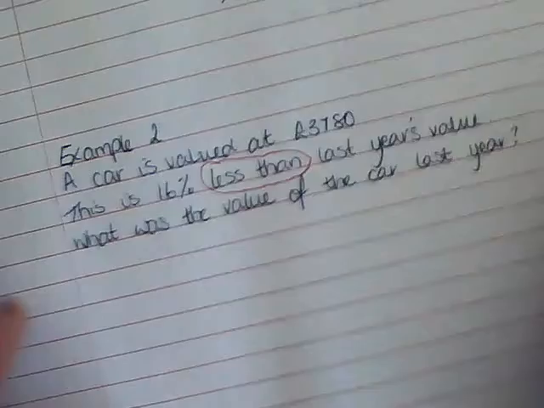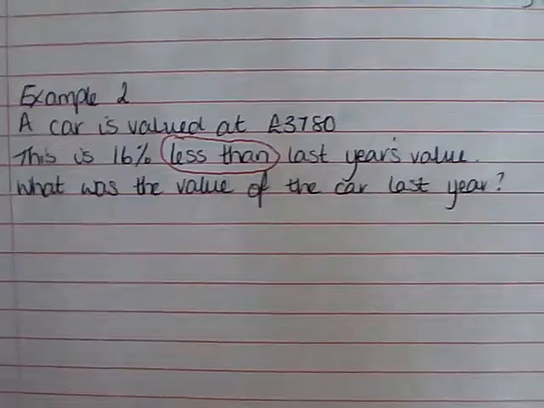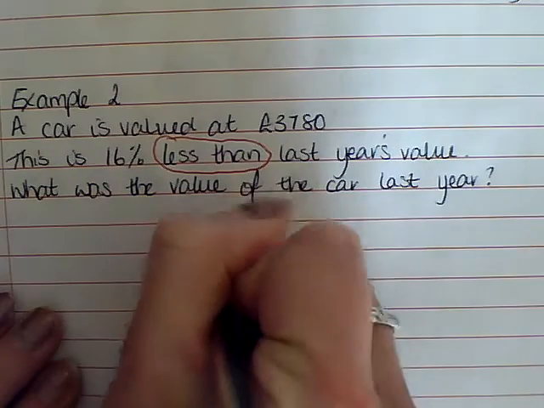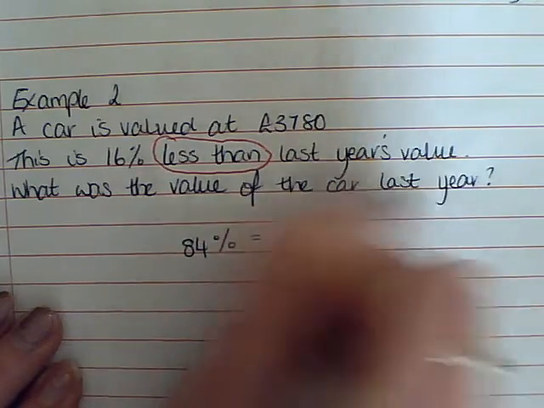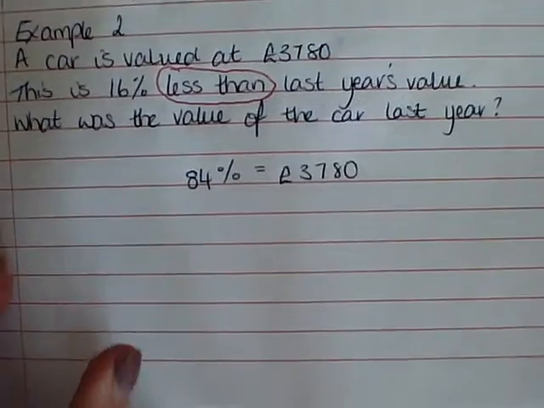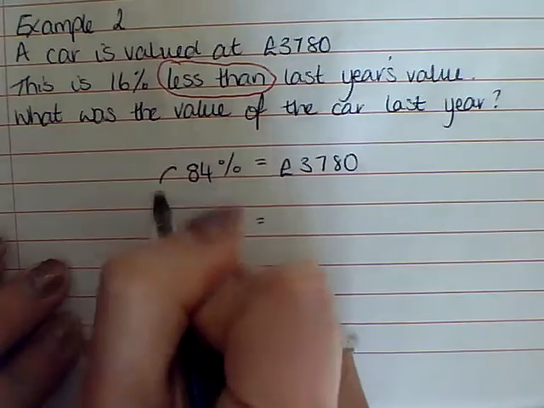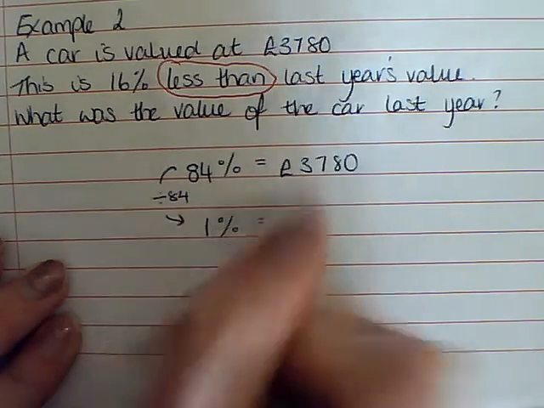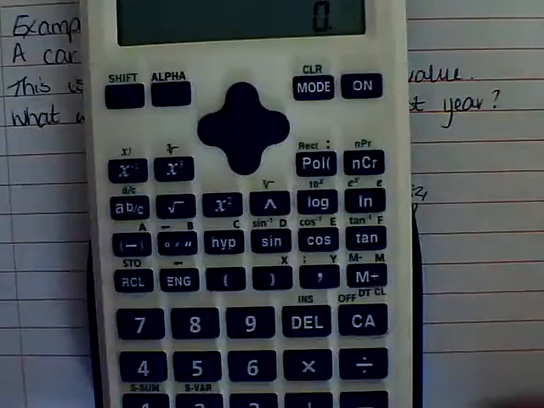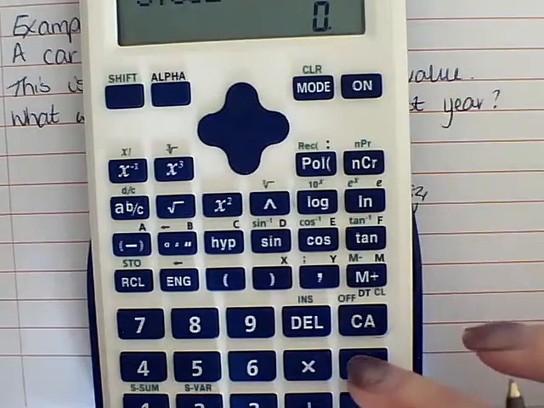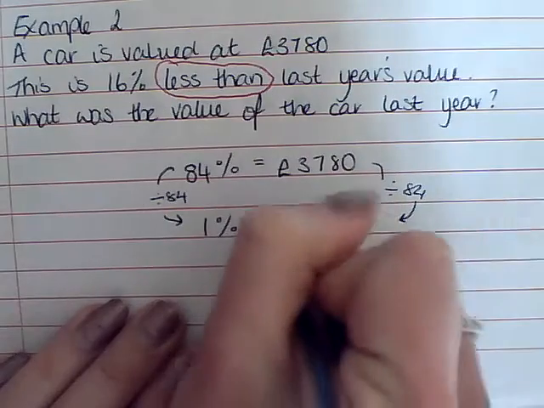So we've got our 100%, take away 16%. So we've got 84% equals 3,780. Now I want 1%, so I'm going to divide by 84, and divide this side by 84. So here we've got 3780 divided by 84, and I get 45, so £45.